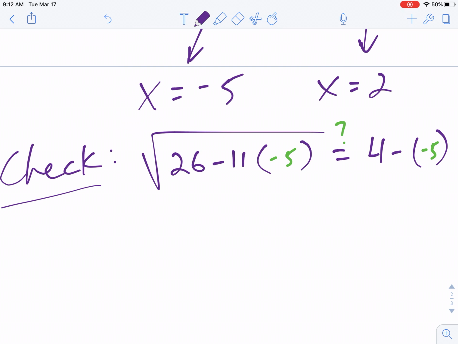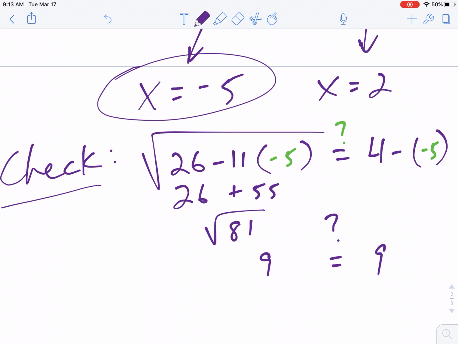Again, you can do it in your head maybe, or do it in your calculator, but this is 26 plus 55, which is 81. The square root of 81 is 9. And the right-hand side equals 9 also. So that's a good answer. Negative 5 is an okay answer.